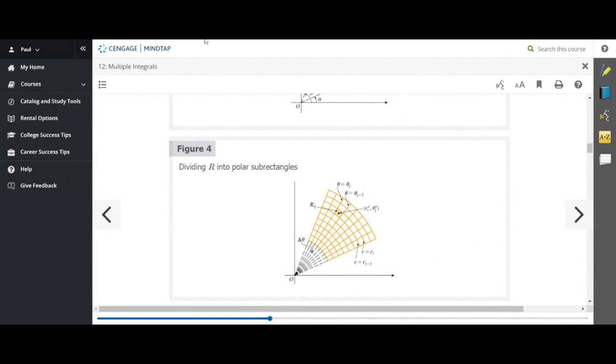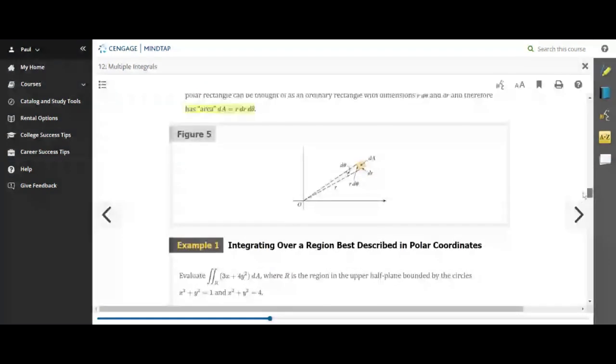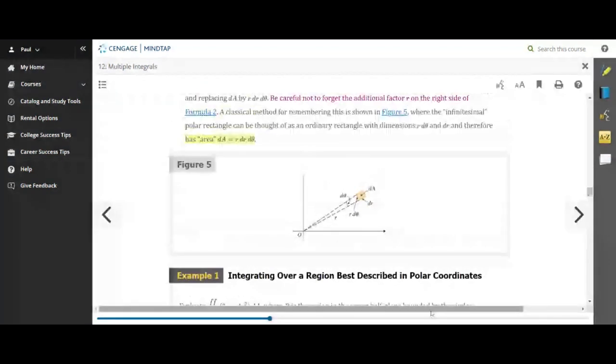Here's how you do it. Remember, in the picture here, let's take a look at one of those polar subrectangles. It has a starting angle and an ending angle, which are pretty close together, and a starting radius and an ending radius, which are pretty close together, like they show in Figure 5 here.